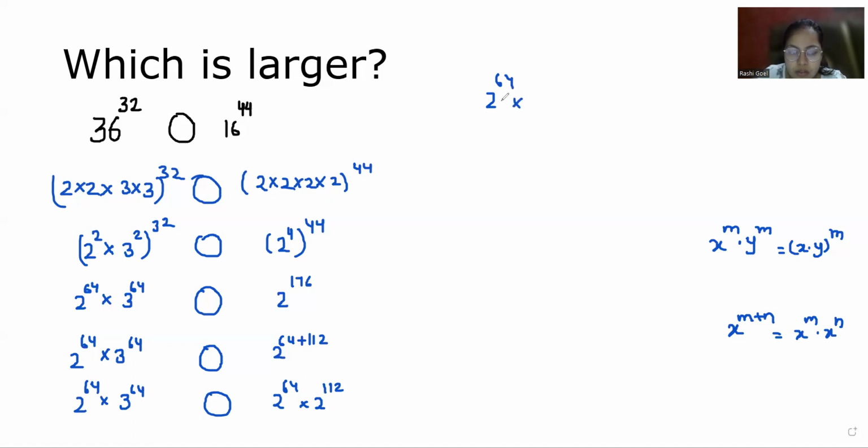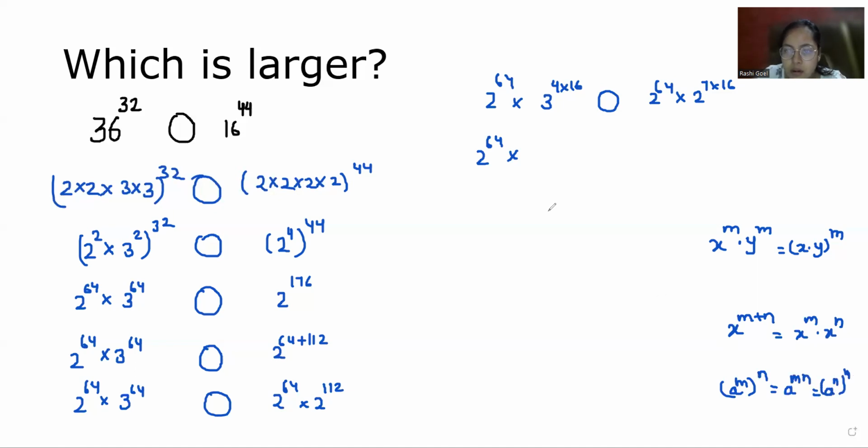Now for 3 power 64, I can write 64 as 4 times 16, and 112 as 7 times 16. According to the exponent rule, (a power m) power n, we can write it as a power mn, or (a power n) power m. So 3 power 4 whole power 16, and here 2 power 64 times 2 power 7 whole power 16.